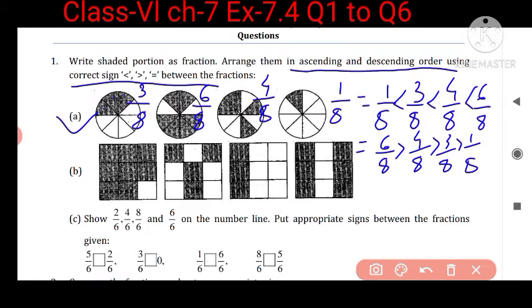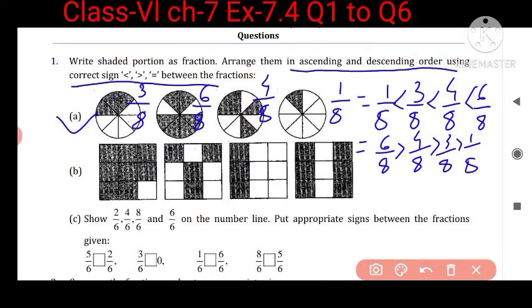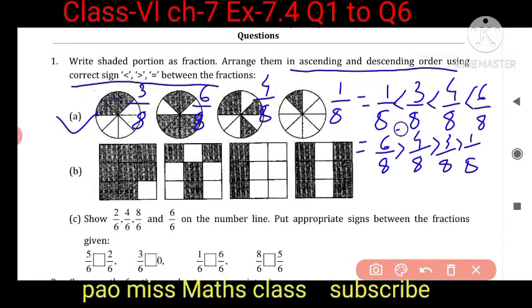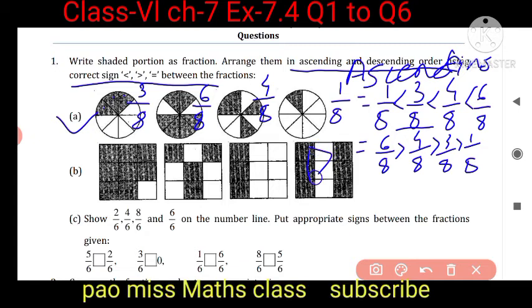This is the answer for question number 1. So hope you have understood. First you will write the fraction of this given figure. After that you will arrange them in ascending and then in descending order. So first one is for ascending order, you will write ascending order, and the second one is for descending order.